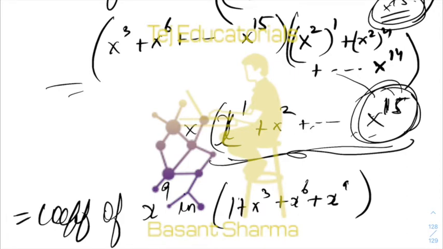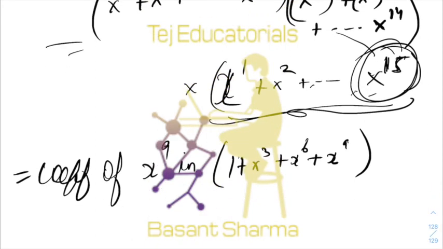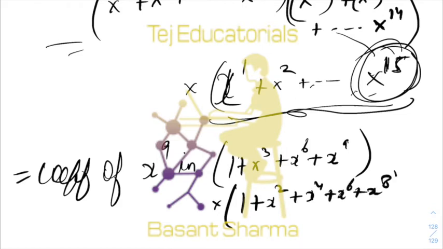9 12, 3 6 9 12 15, so 1 3 6 9. Okay, yeah, into this is (1 + x² + x⁴ + x⁶ + x⁸) into (1 + x + ...) till x to the power 9. I took it till 9 because you can neglect the higher powers.